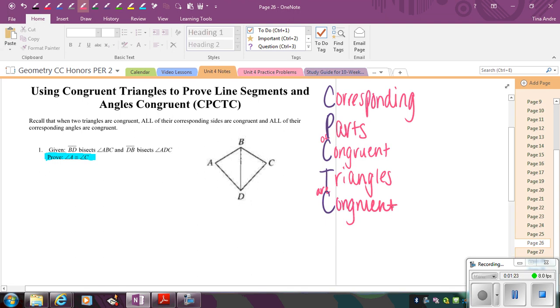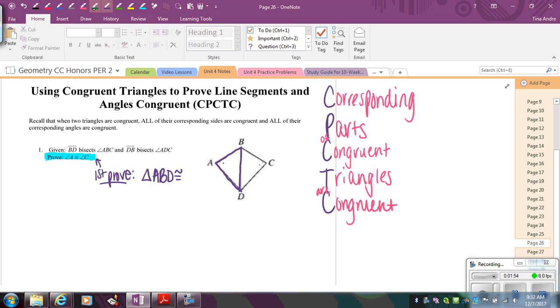So if we look at this first example, we're trying to prove the congruent angles. So what that means is we have to first prove the set of congruent triangles. So in order to prove that angles A and C are congruent, we have to prove that the triangles that A and C belong to are congruent. So angle A, if you look at angle A, it's this angle right here, that belongs to this purple triangle. So that belongs to triangle ABD.